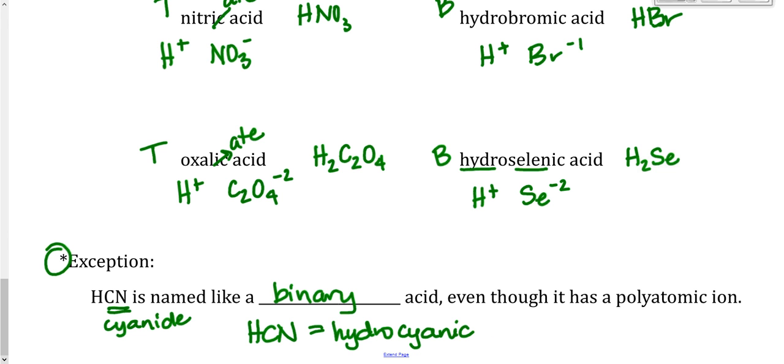And I usually have students ask why, and I don't know 100% sure, but I would guess that it has to do with the ide ending. We can't use the rule we had with ternary, where ate goes to ic and ite goes to ous. So we're going to name this hydrocyanic acid, even though it's a polyatomic ion, even though it's ternary. So that's how you name and write formulas for acids.